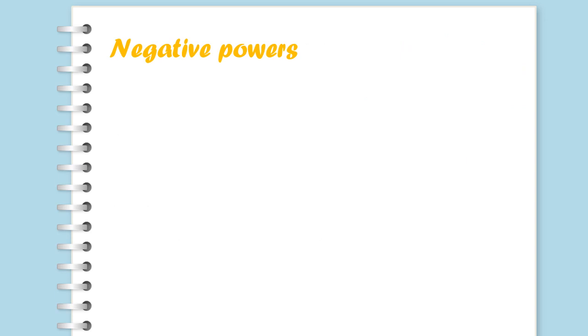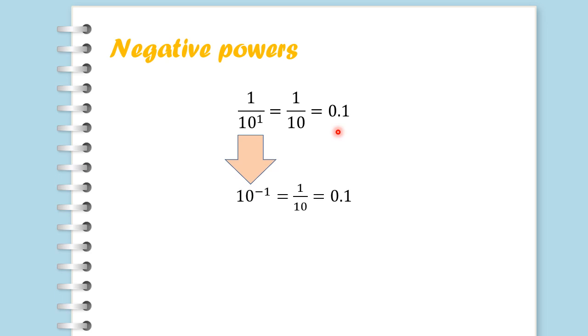We are going to take a new idea, which is negative powers. Let's take a look. 1 over 10 power 1, of course 10 power 1 is the same as 10, because 10 power 1 has 1 as exponent, so it's 0.1. Now, let's see 1 over 10, how can we write it in a new way? So 1 over 10, we can write it as 10 power minus 1.